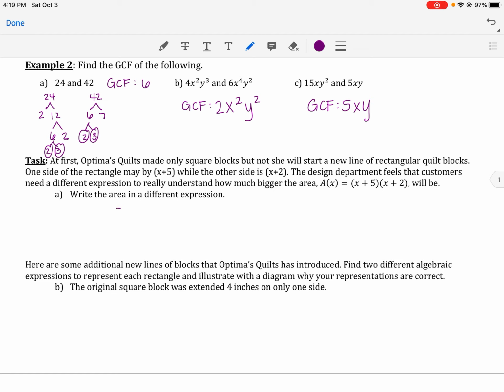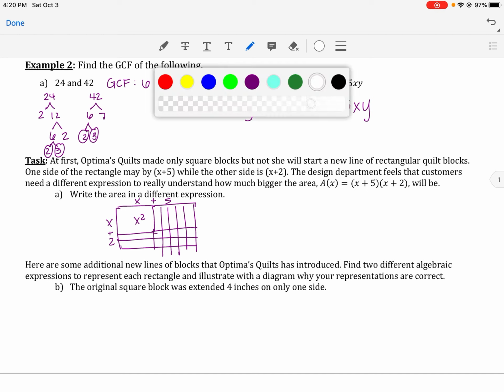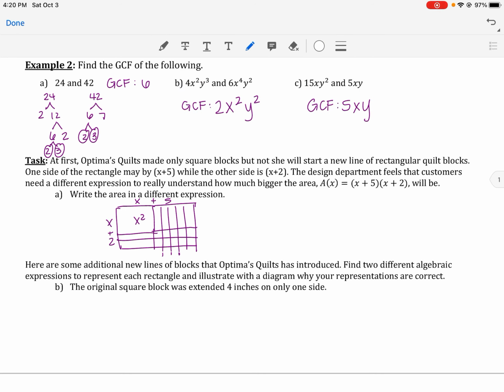So remember our side lengths. If we had an x by x, right, that's what made the x squared. And then if we're adding 5 to one side, that was 5 lines: 1, 2, 3, 4, 5. And then the 2 was adding just 1, 2 to the other side. Okay, so if we extend this, this is going to be plus 5. This time it's plus 2. So notice, just like they said, not a square this time, right? We've got a rectangle.